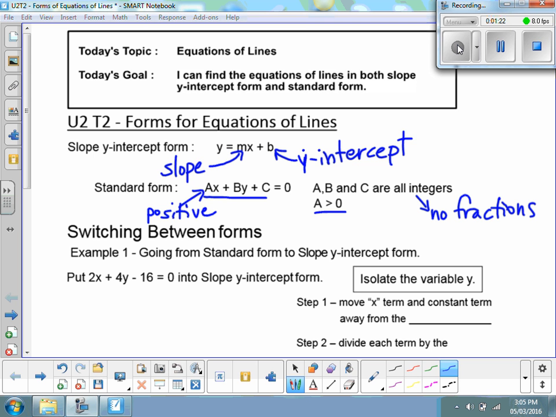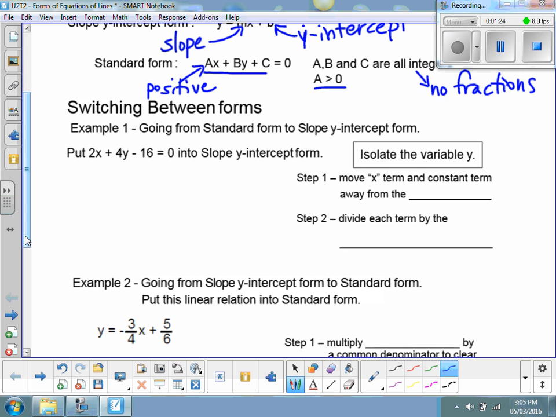Okay, so we'll go through some examples here, and you'll see how these are related and how we switch between forms. So in example 1, we're going to go from standard form to slope y-intercept form. So you can see we're starting with this equation here that is in standard form.